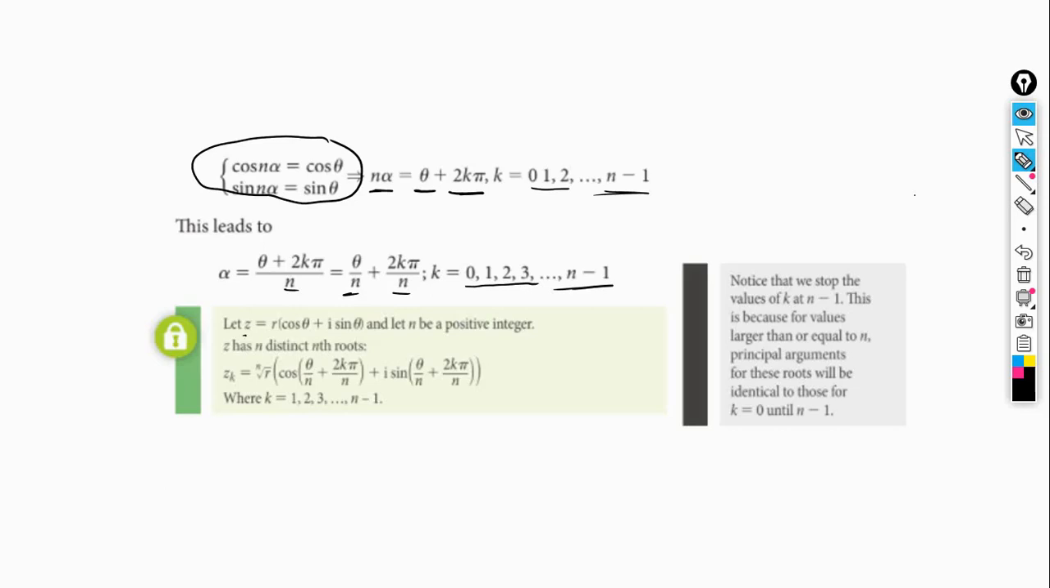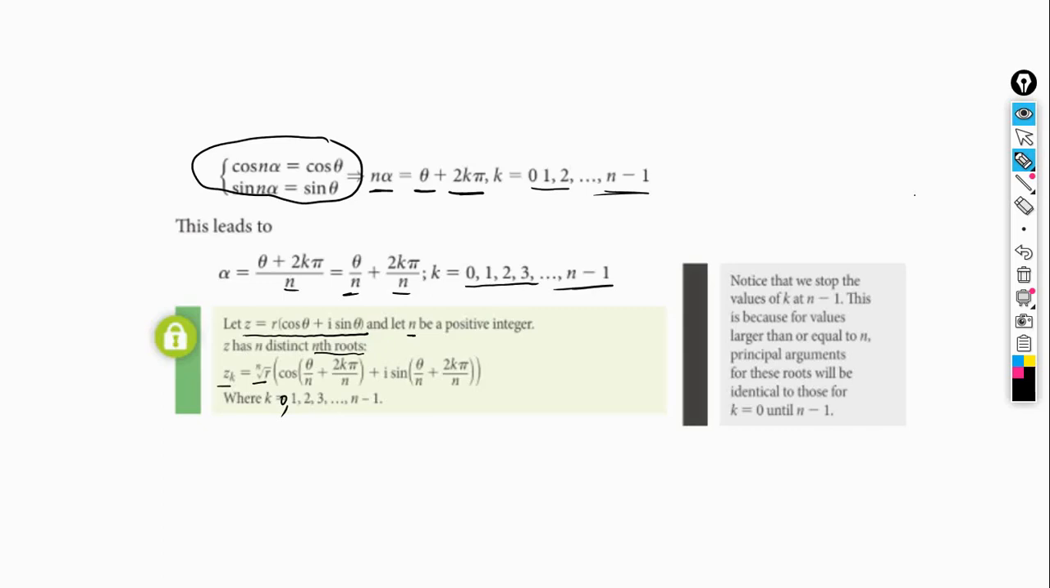Summarizing, what we have is this. If z is equal to r times cosine of theta plus i sine of theta, and n is a positive integer, z has n distinct nth roots. So this is the formula for finding all the n distinct roots. So it's going to be the nth root of r. Now notice that this is z sub k. And we're going to start with k equals 0, not 1, as it says here. So 0, 1, 2, 3, all the way to n minus 1.